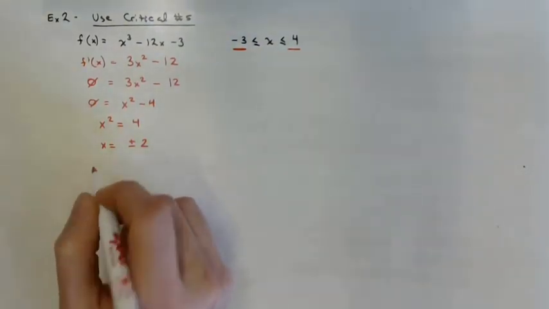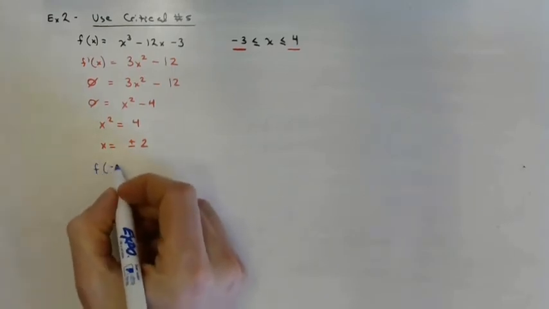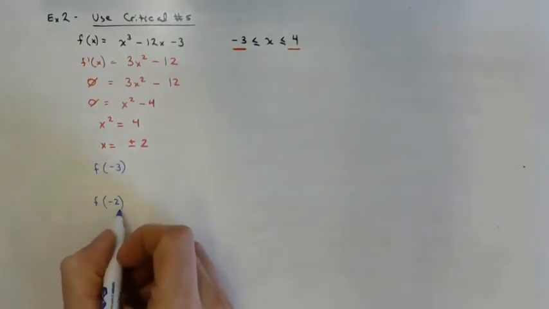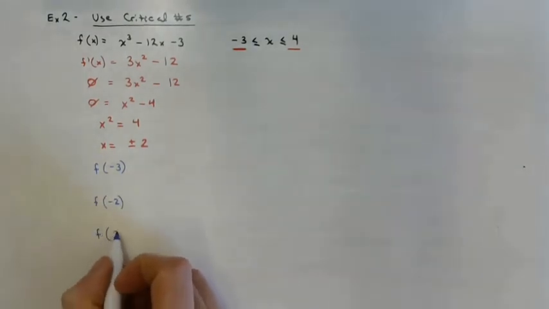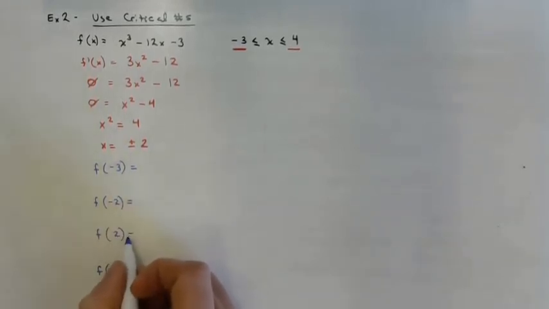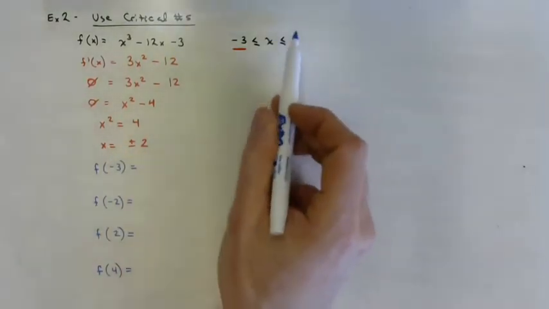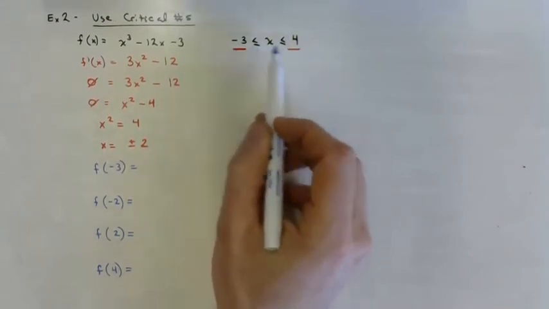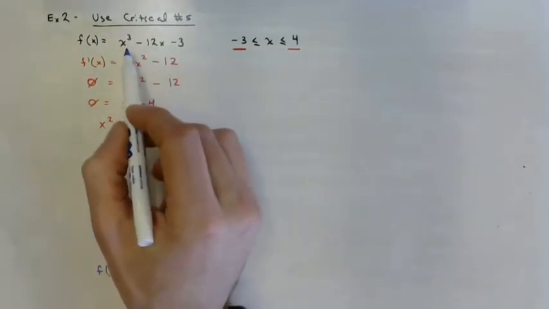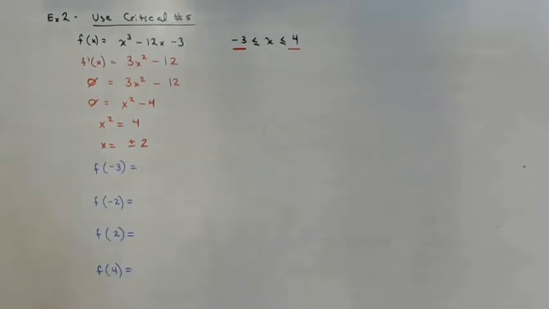Okay, so we can just put a list of what we're going to be finding out. We're going to find out the value of the function at negative 3. Again, I'm going to work left to right. We're going to find the value of the function at negative 2, at positive 2, and at positive 4. So we found these critical points by using our derivative and the end bookends of our domain. And now we're going to sub them into the original curve to see what the value of the function actually is at that point, and that will allow us to identify the actual local max and min.